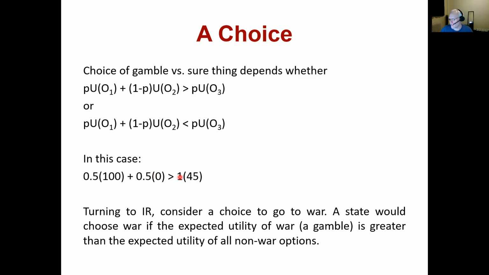Imagine, say, these, rather than being dollars, were amounts of territory, right? So two states are competing over a borderland between them. And right now, the state controls 45%. If they do nothing, they're going to continue controlling 45%. If they go to war, they've got a 50% chance of winning 100% of the territory and a 50% chance of losing all the territory, or having none of the territory.